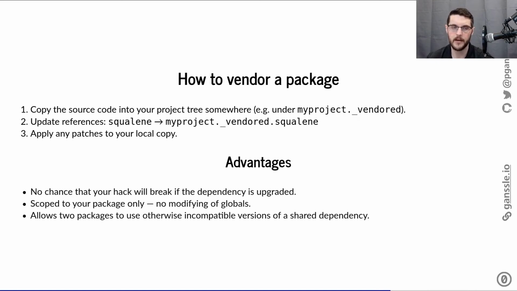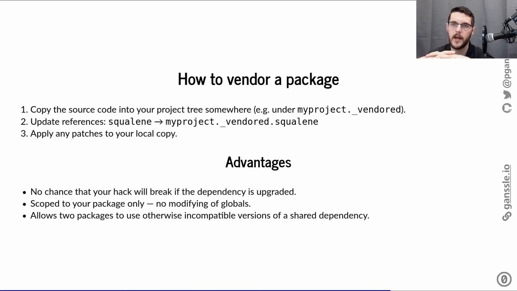So the advantages here is that this sort of pins your dependency, so you don't have to worry if upstream changes or if your users may have globally installed different versions of the module. Your potentially fragile hack will not be affected by that. Of course, it means you're pinned to a specific dependency, and there may be breakage when you try and upgrade the dependency you're pinned at. It's also nice that this is scoped to your package only, right? It doesn't modify any globals. No one else has to reason about it. It's fairly self-contained. And probably the biggest use for this kind of thing is that it allows two packages to use otherwise incompatible versions of a shared dependency.